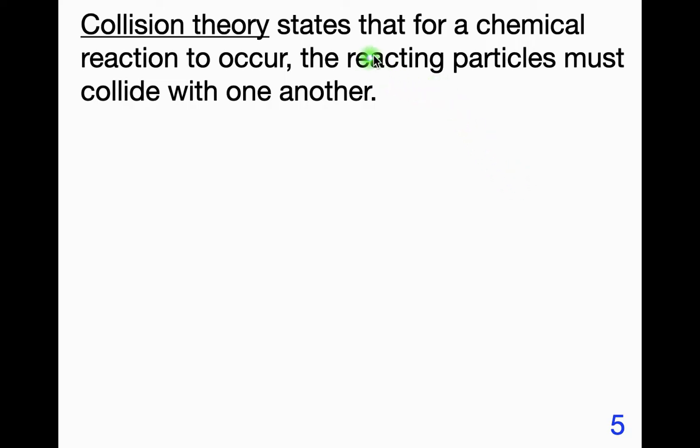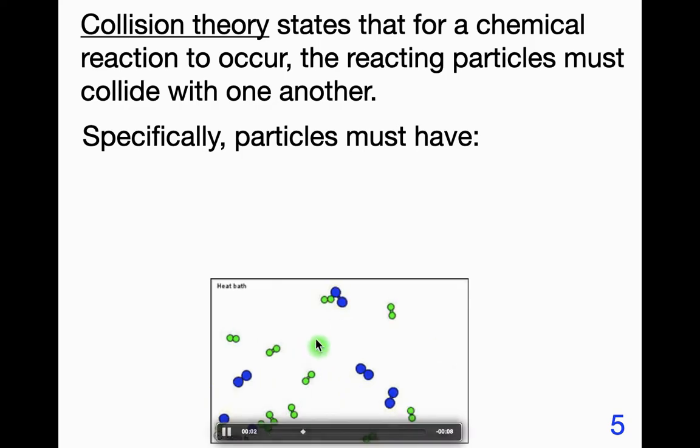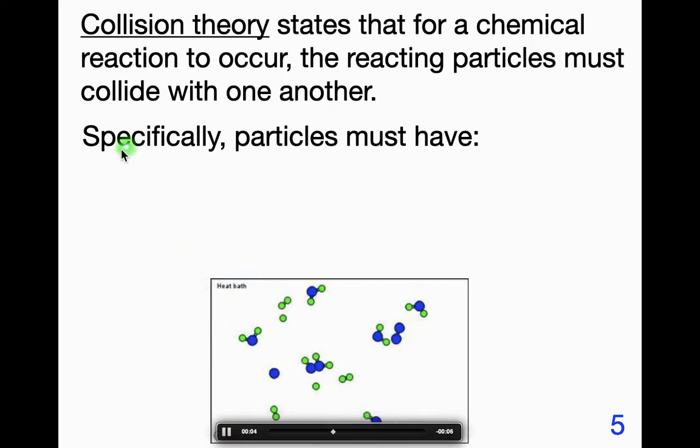Collision theory states that for a chemical reaction to occur, the reacting particles must collide with one another. And I always remember when I first heard this, it just had never occurred to me. When we write a chemical reaction, we write these reactants right next to each other, with those particles literally needing to come into contact with each other. But not just that. I'll refer to this animation in a minute.